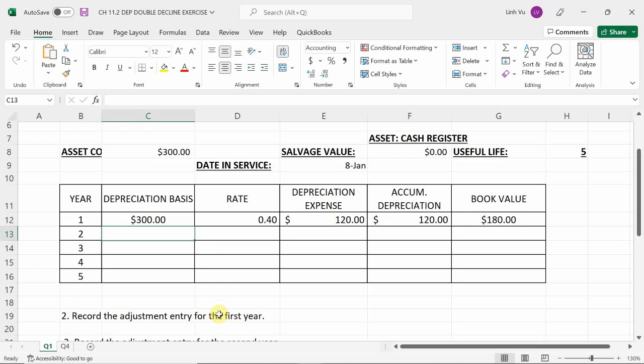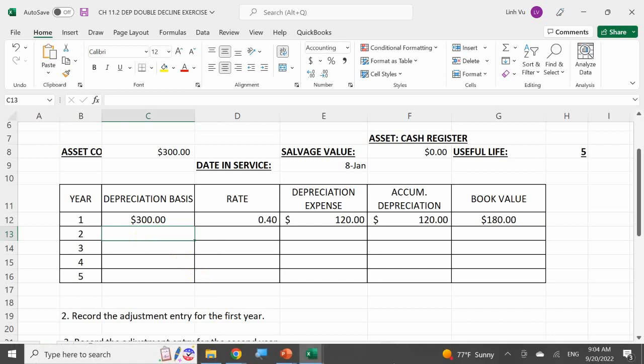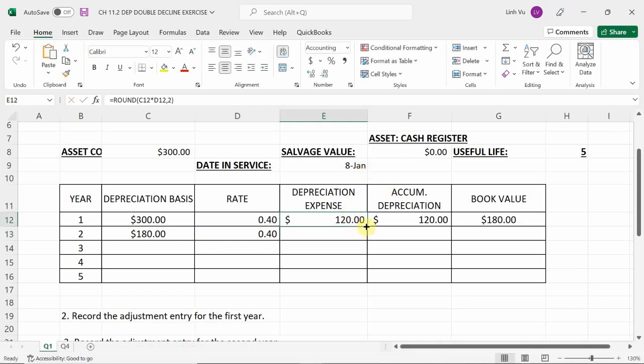What's my depreciation basis for year 2? 180, right? Because at the end of the year, if my book value was 180, that becomes my beginning of the year for the second year. So in this case, 180. What's my rate going to be? 40%. Good, right? 1 divided by 5 times 2 gives you 40%. So what's my depreciation expense going to be? $72. You're going to depreciate it by $72.